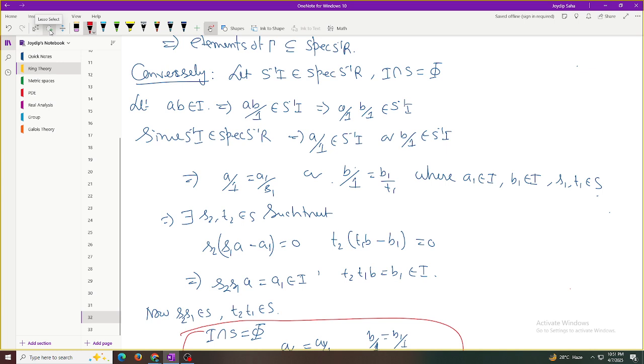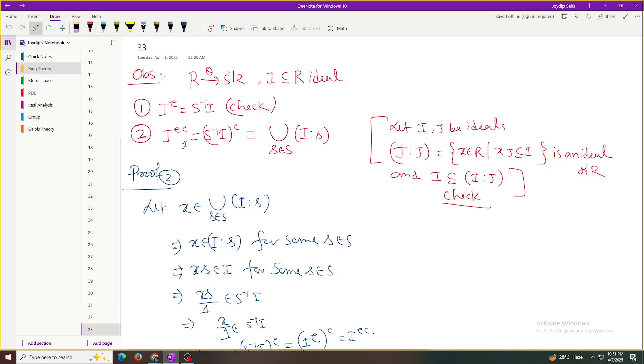No, sir. So the problem is that when you extend it, R to S inverse R, I, this is a natural approach, but there is a problem here. I extend S inverse I, then contract, then you will not get I in general. You will get this thing. This is extend then contract. This ideal union of I is to S, S belongs to S, and this is bigger than I.